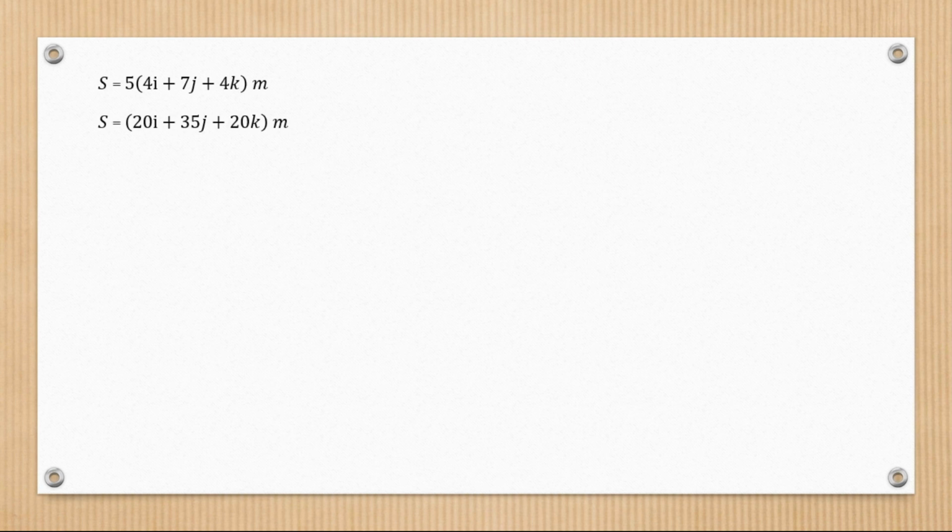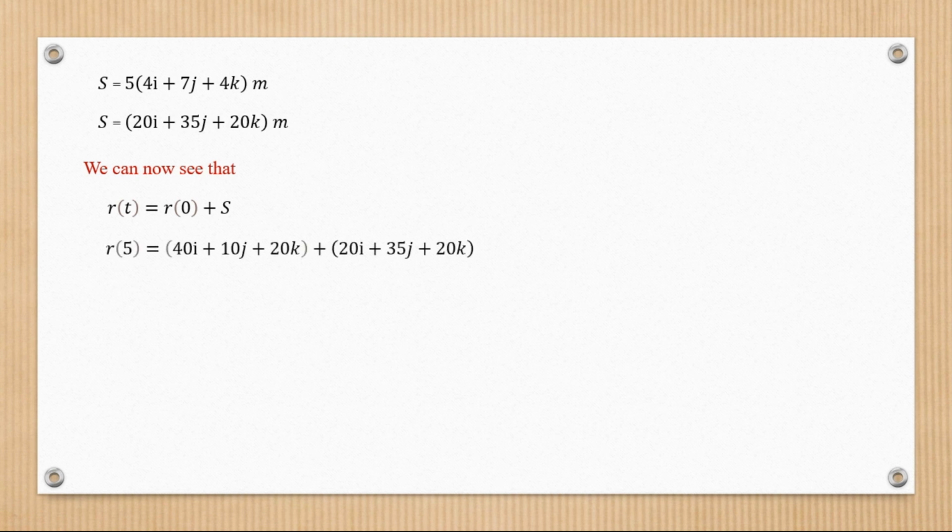Now, since I'm looking for distance from origin, I'm going to make use of this formula, which is r_t = r_0 + s. Remember the time is 5 seconds, so I'll have 40i + 10j + 20k plus the value of s that I've found. So this is what I'll have: 60i + 45j + 40k.